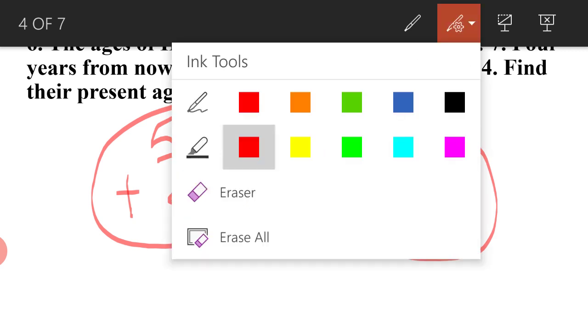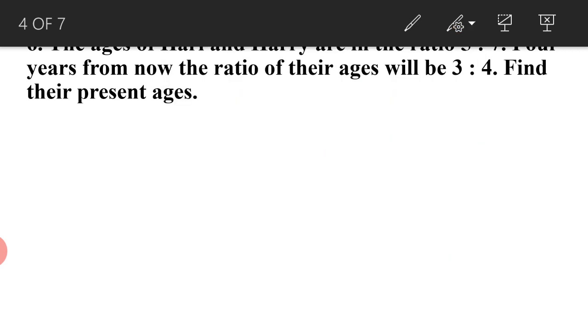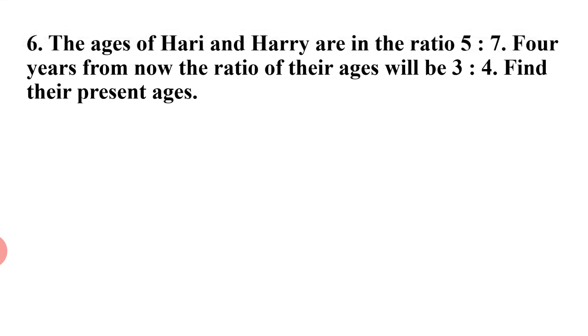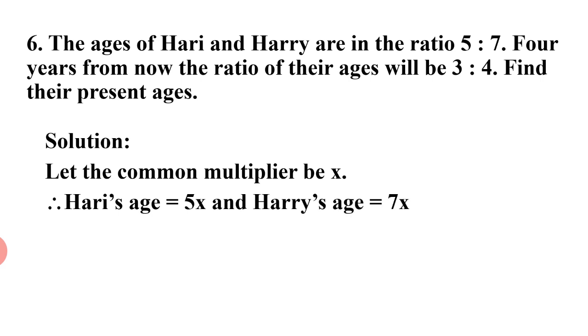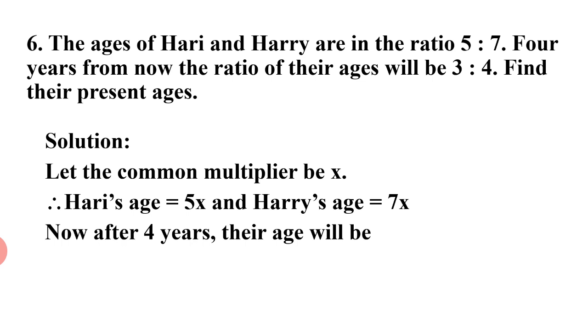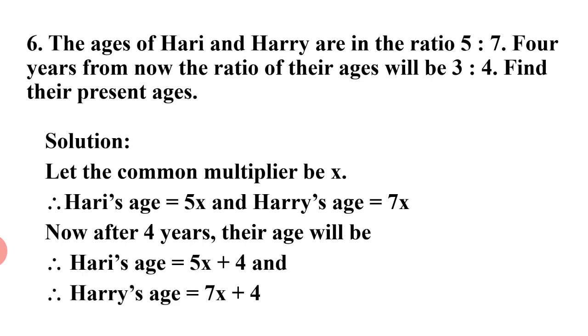For getting the equation, again we have to assume the variable. So let the common multiplier be x, and Hari's age therefore 5x and Harry's age will be 7x. Why 5x and 7x? Because their present ages are in the ratio 5:7. After 4 years their ages will be 5x plus 4 and Harry's age will be 7x plus 4.